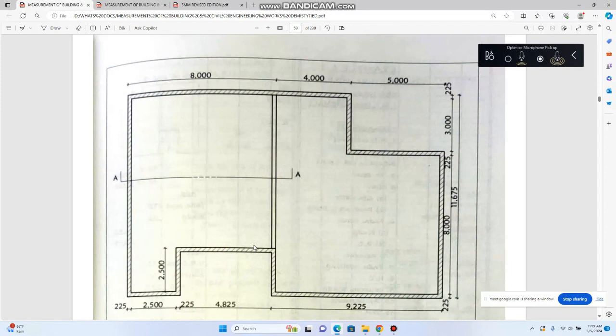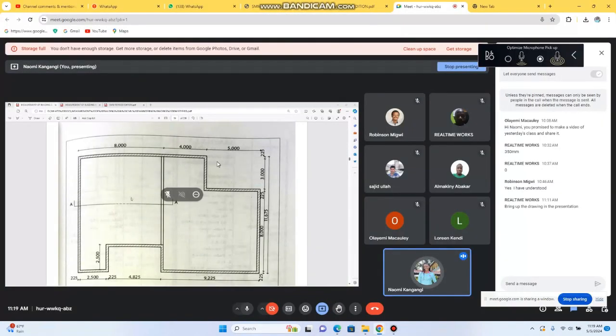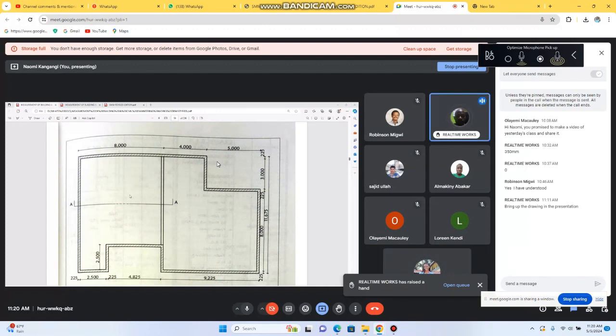Alright, so what will be the total length of the site, the big rectangle? What will be the length of the rectangle when we are measuring site clearance? Yes, Alan? It will be 17.45 meters. Yes, 17,450 millimeters, 17.45 meters. Very good.